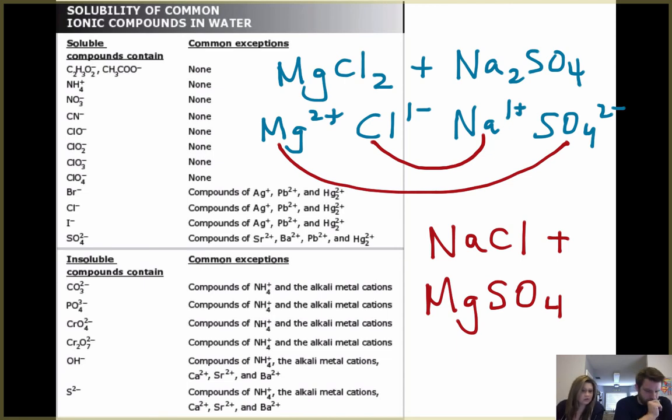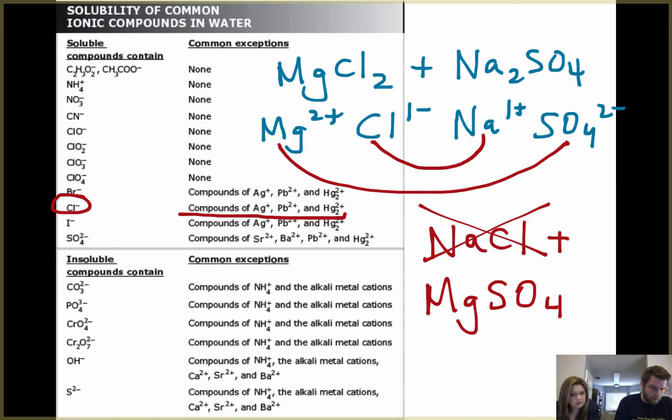How do we figure out if this happens or not? One of them has to be insoluble. So now we need to check. Sodium chloride: chlorides are all soluble except if they are silver, lead, or mercury. So that's soluble.